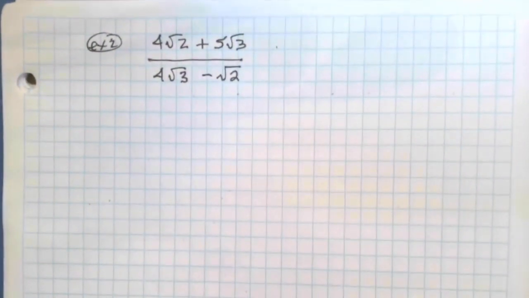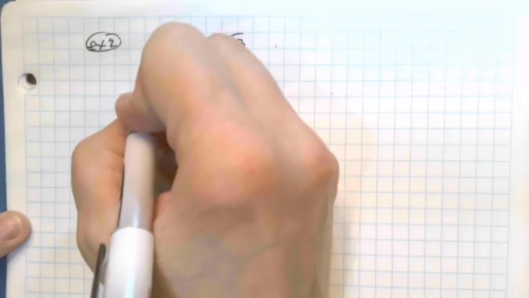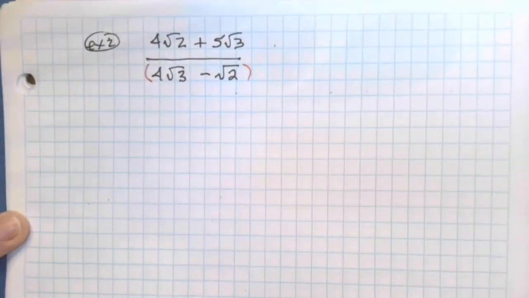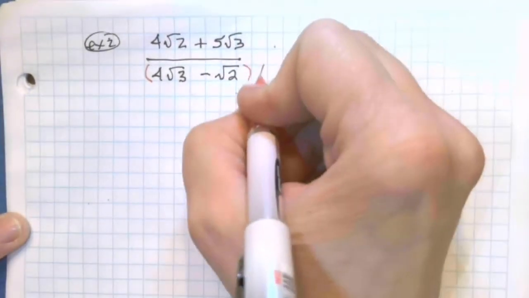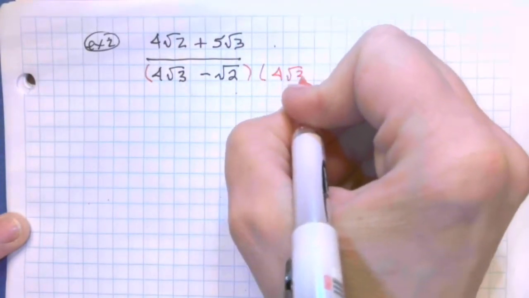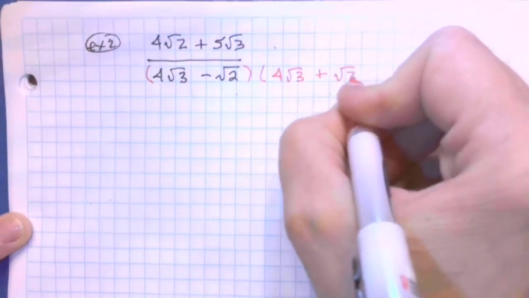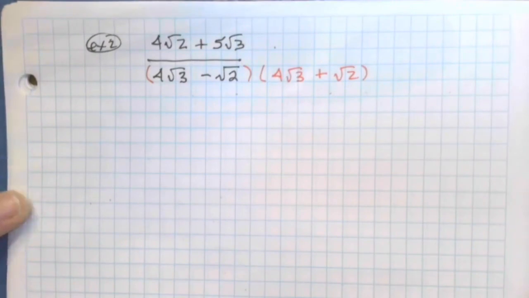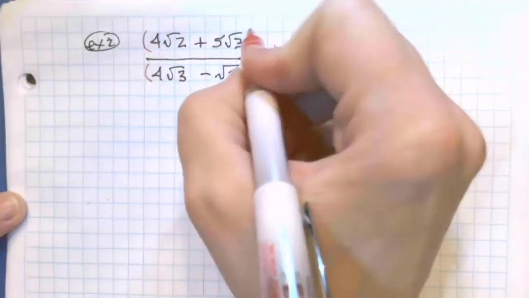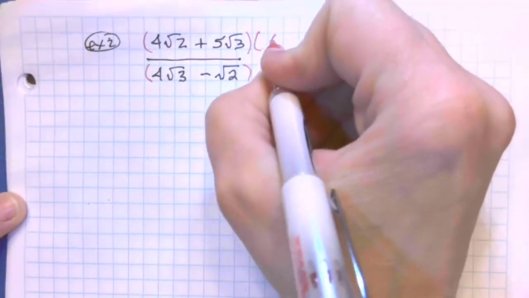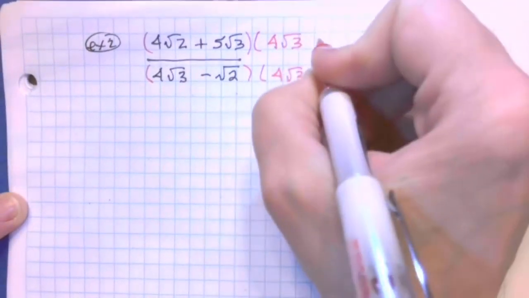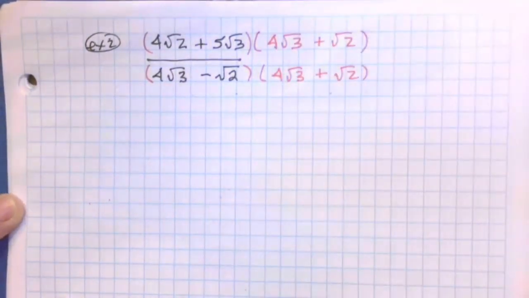So remember, when you divide, you're actually rationalizing. So we're going to rationalize the bottom. We don't care about the radicals on top, only the bottom. So I'm going to multiply the bottom by its conjugate. Well, the conjugate is 4 radical 3 plus radical 2. And of course, if I multiply the bottom by that, I must multiply the top by the same thing: 4 radical 3 plus radical 2.